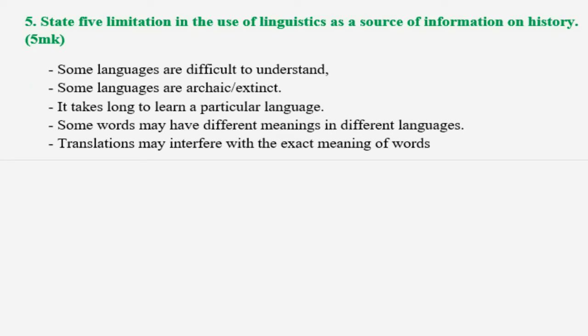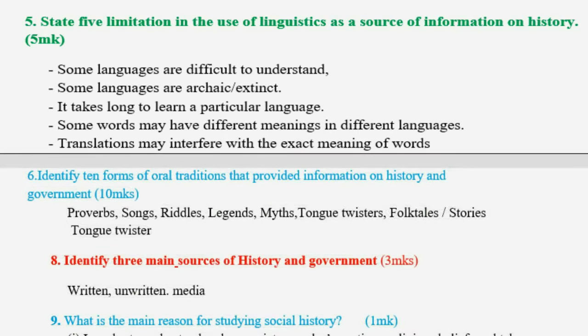Number 5, state 5 limitations in the use of linguistics as a source of information on history. Some languages are difficult to understand. Some languages are extinct. It takes long to learn a particular language. Some words may be difficult or may have different meanings in different languages. Translation may interfere with the meaning of the words.